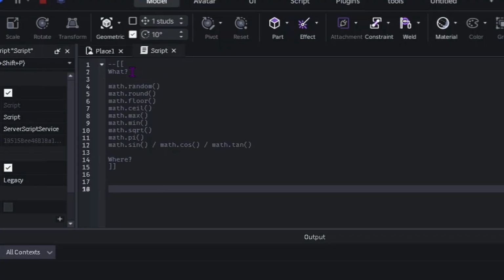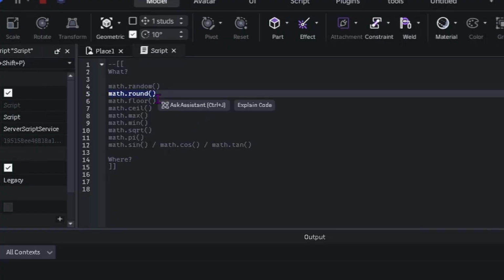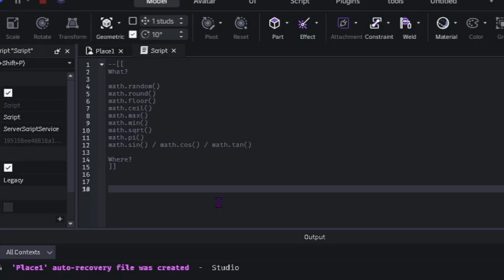So basically the first question is, what is the math library? The math library consists of several functions such as math.pi, math.random, math.round, math.floor, and etc. You can use these functions to implement mathematics or some kind of equation in your game. So if your game has some kind of projectile motion, or a player is throwing an object and you want realistic physics happening for that thrown object, then we're going to be using the math library or the math functions.